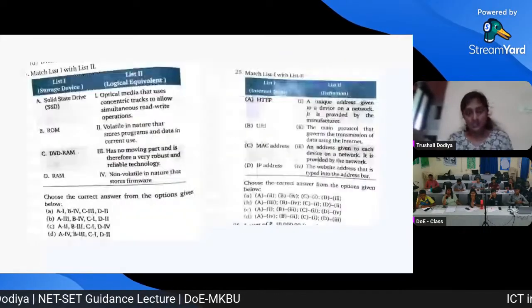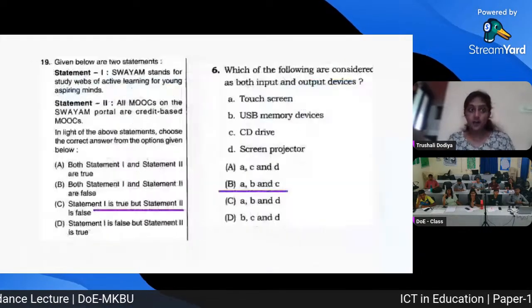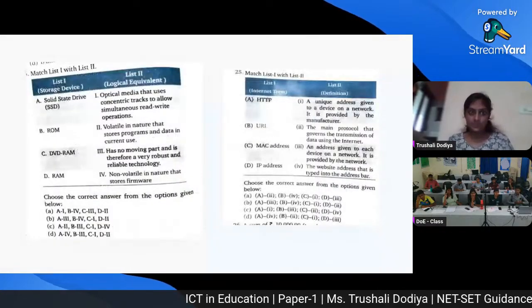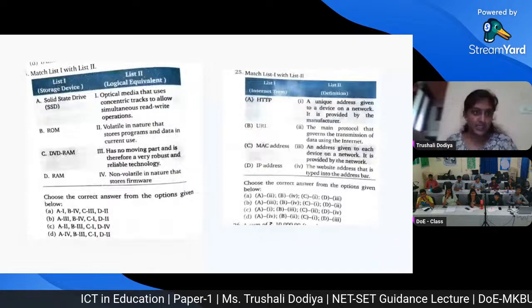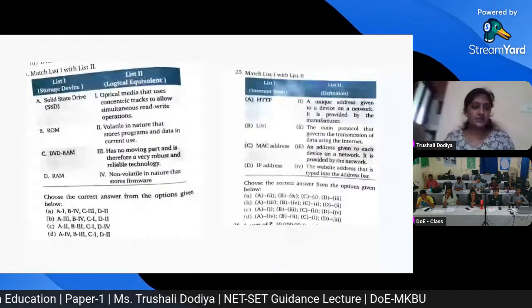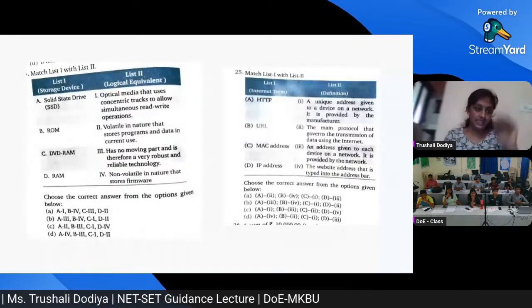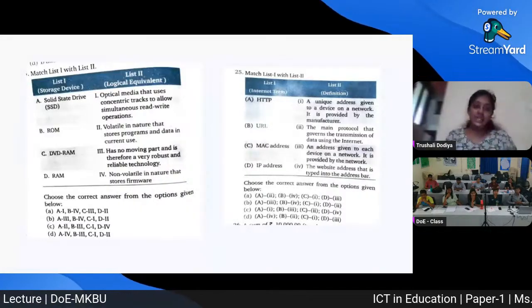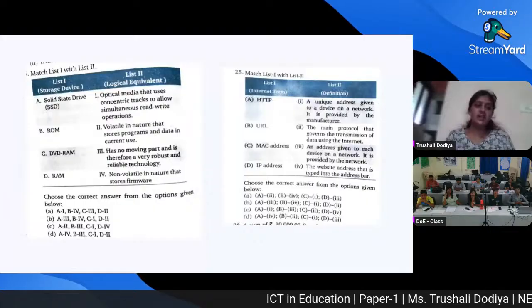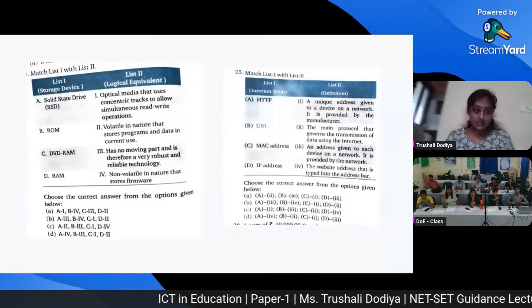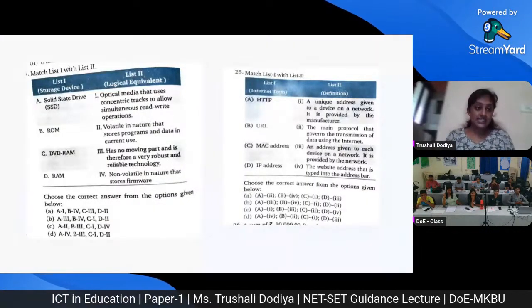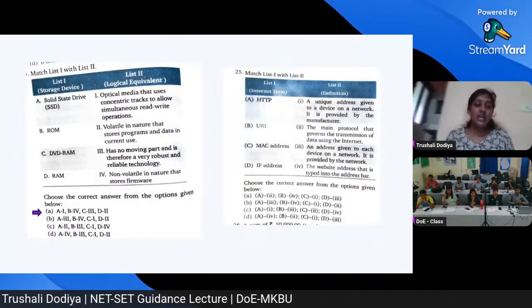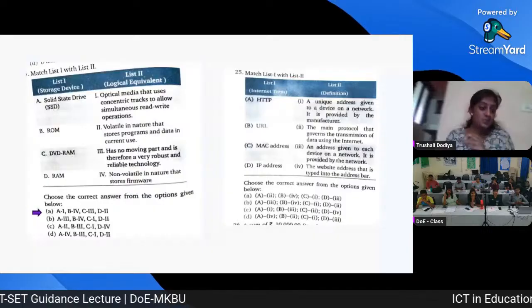The questions till now were from GSET. Now we are dealing with some NET exam papers. Here there is a match list. On the first list, the storage devices are given, and on the second list there are logical equivalents, like what is its use. First one is solid state drive, which is SSD. Then there is ROM, DVD RAM, and RAM. The correct option is A.